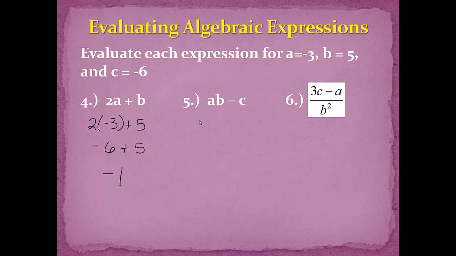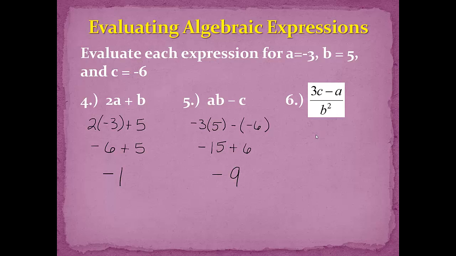Now for number 5, we have AB minus C. A is -3, B is 5, so we have -3 times 5, and then we have minus C, so minus -6. -3 times 5 is -15, minus a -6 would be plus a +6, so we have plus 6. And -15 plus 6 is -9.